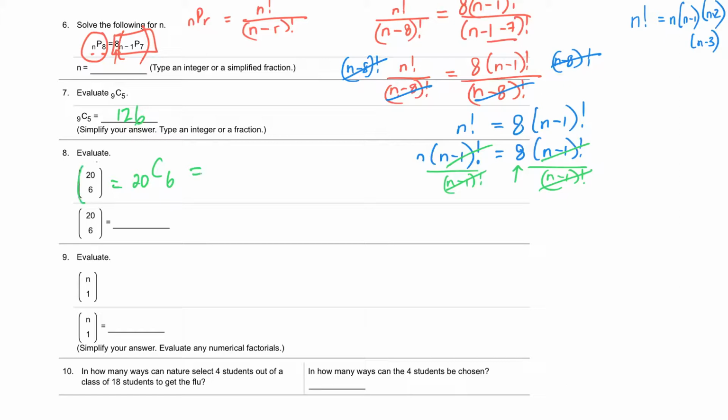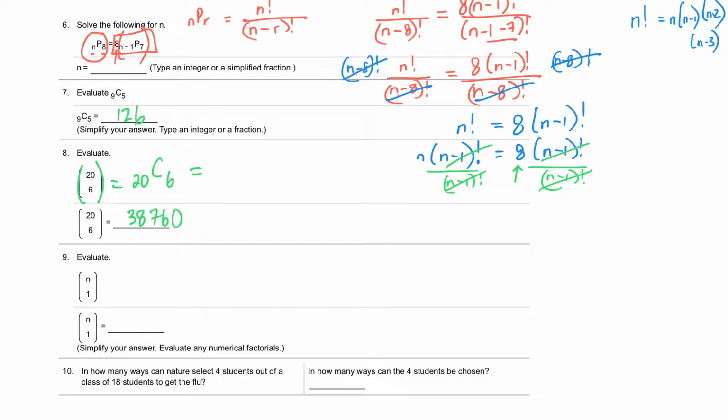So the big brackets like that are just another way of writing 20 choose 6. So if I do that on my calculator, 20 choose 6, I come out to 38,760. Just a calculator question.